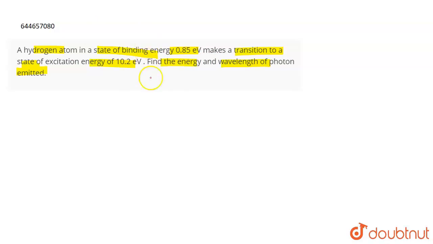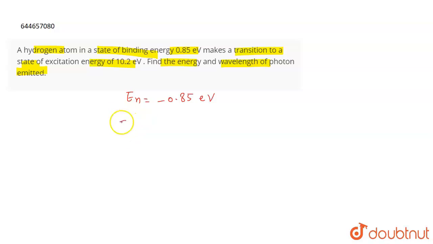Now you are given the energy as 0.85 electron volts, right? This energy is going to be equal to minus 0.85 electron volt because it keeps the electron bound, and therefore the energy is going to be negative, which is minus 0.85 electron volt, right? Because this energy is actually the emitted energy, and that is why we consider it as minus.